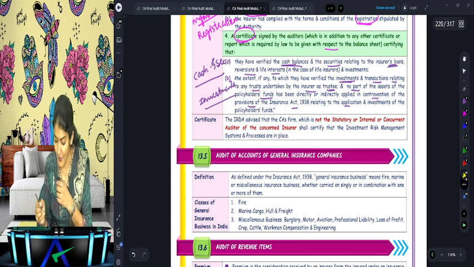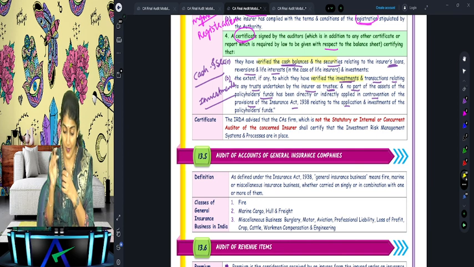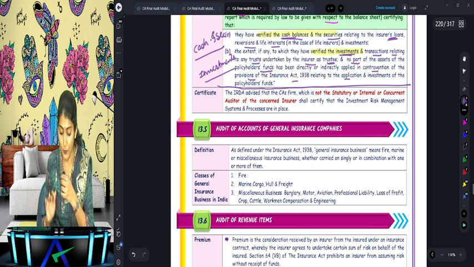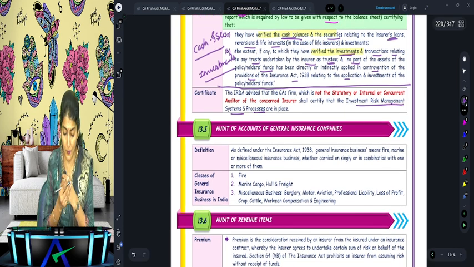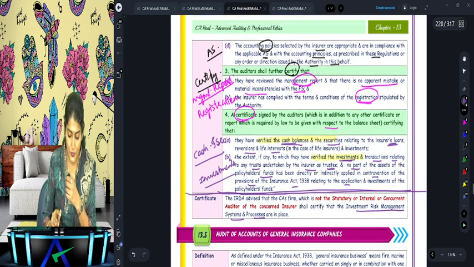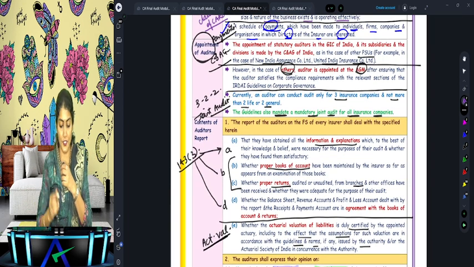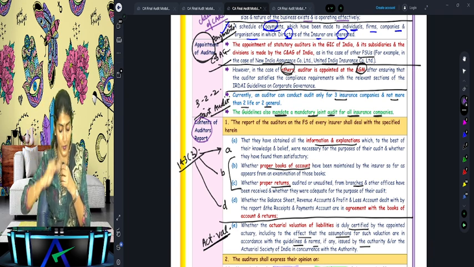So verified the cash balances and the security, and verified the investments. And then what does it say? The certificate which is required to be issued, with certificate that the investment risk management systems and process. So this completes our discussion regarding the statutory auditor's report and certification, the contents of the audit report.